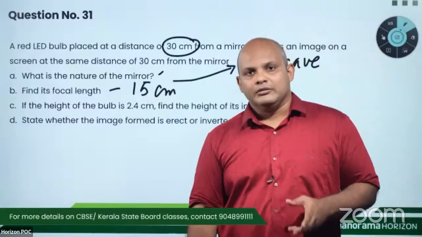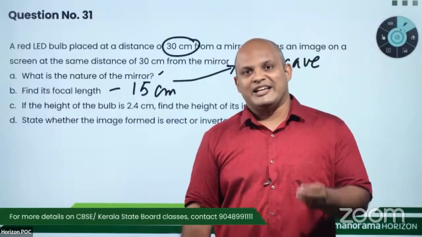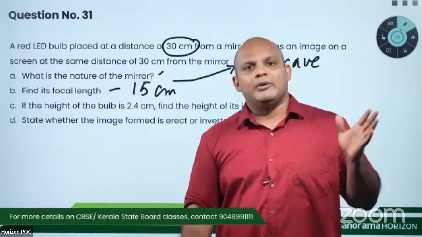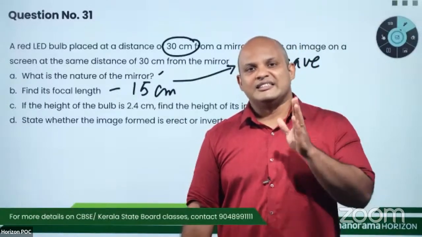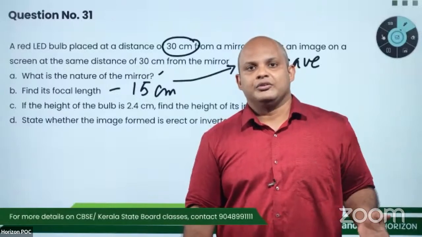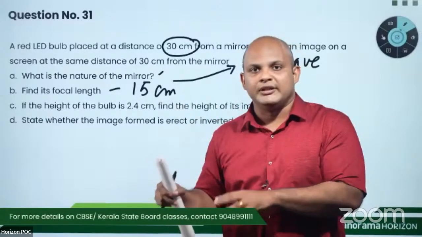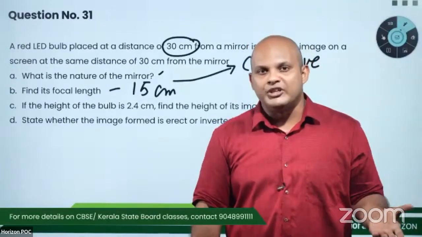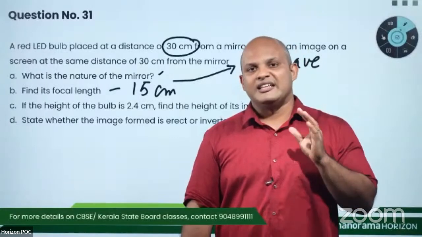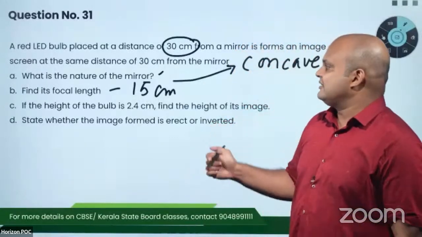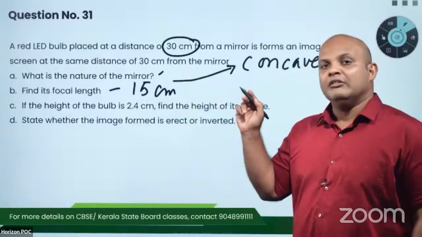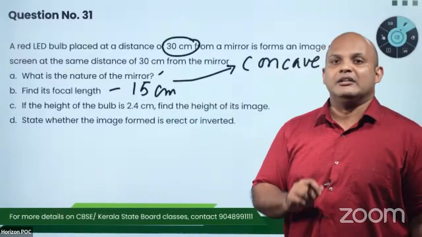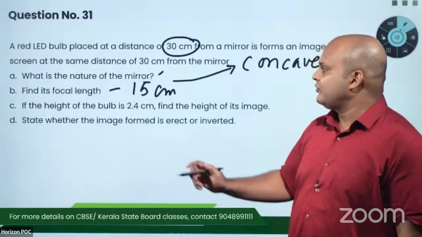In a concave mirror, if you have placed the object at the center of curvature, which is the case here, the image is also formed at the center of curvature and it is exactly the same size as the object. So the image is not diminished, it is not smaller than the object, the image is not magnified, it is not bigger than the object. The image and the object are the exact same size. In this case, the height of the bulb is 2.4 centimeters, which means that the image will also have a height of 2.4 centimeters with one important difference.